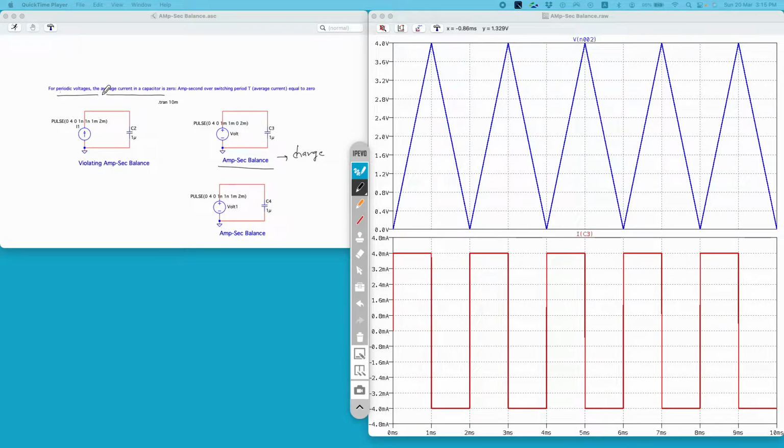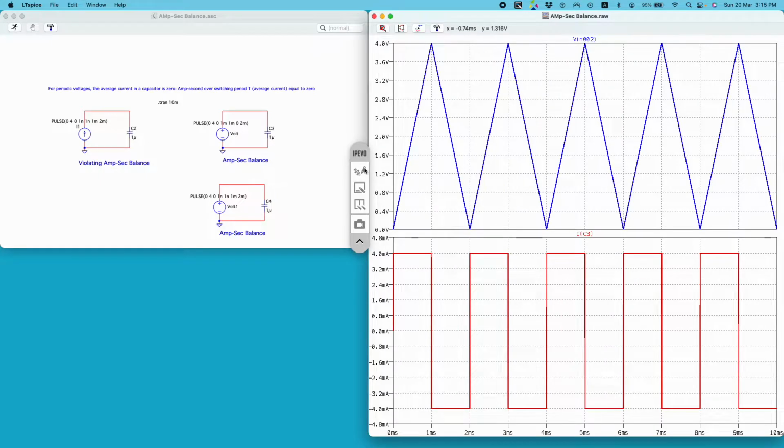Now to understand this statement, I have created this circuit here. I am using this voltage source to apply a periodic voltage across this capacitor, and we will plot the current flowing through the capacitor and calculate the average value of this current. If I run the simulation, on the top I have the voltage generated by this voltage source, and on the bottom I have the current flowing through this capacitor C3.